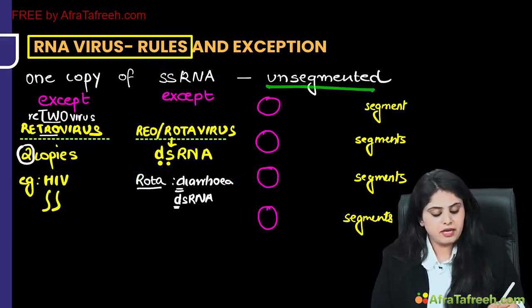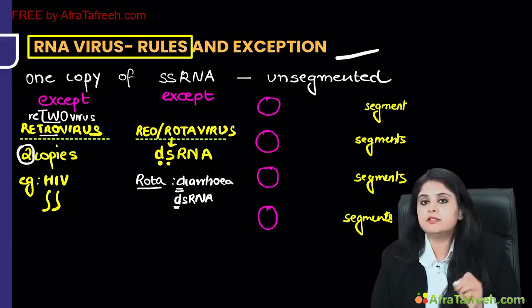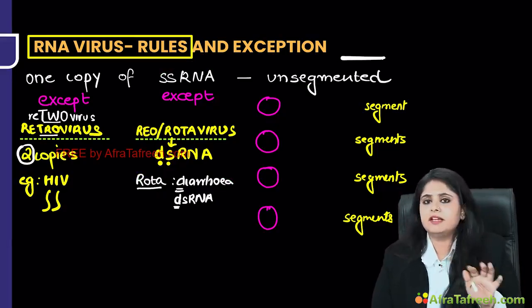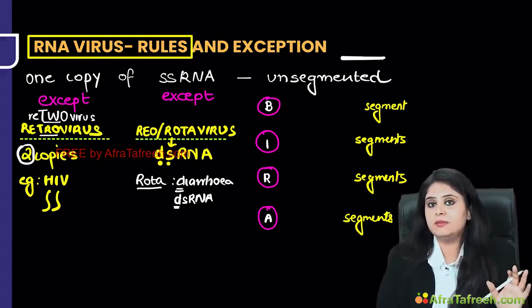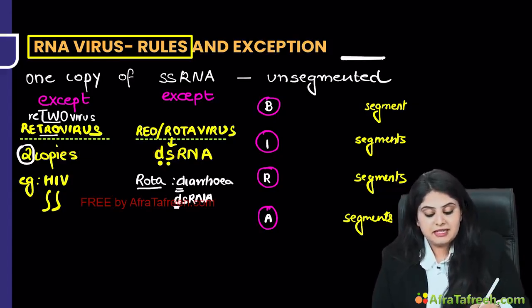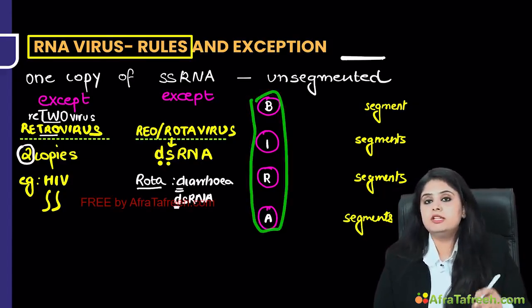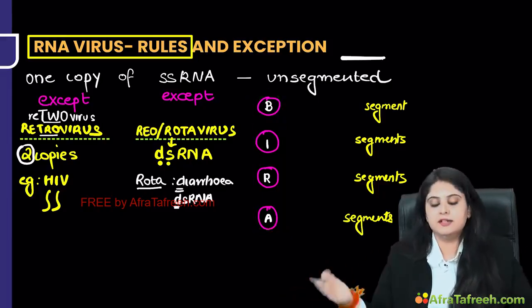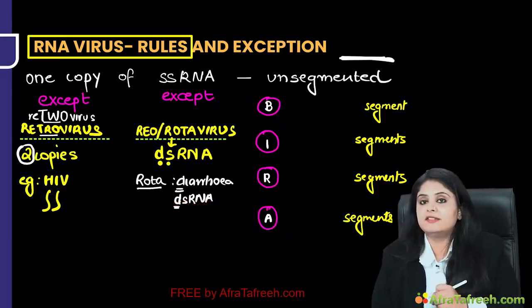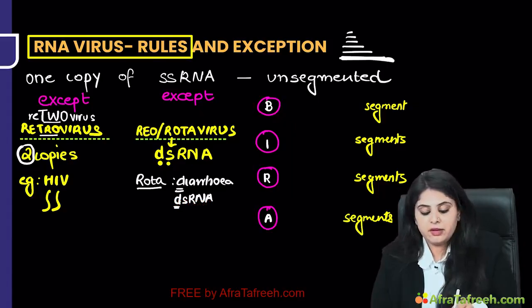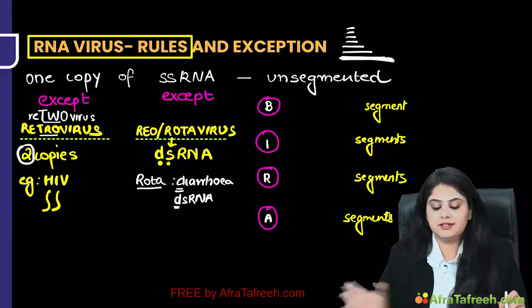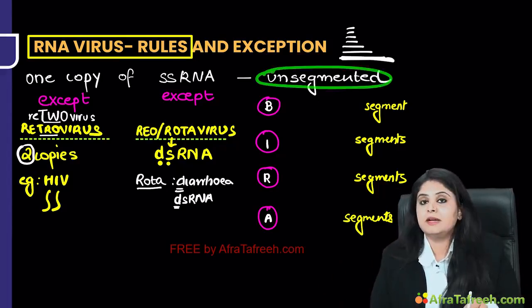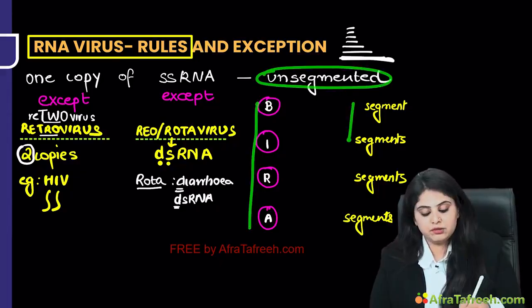Next, all of them are unsegmented, meaning the RNA looks like this, one segment. But I am saying that there is an exception called BIRA. Everyone knows bira is a very famous so-called alcoholic beverage, which basically means that once someone consumes alcohol, he is going to break off in pieces. He will fall here and there. So now the RNA will not be unsegmented. Now the RNA is going to have certain segments. So all of them are unsegmented, but BIRA, alcohol consume hua to segments hoga.